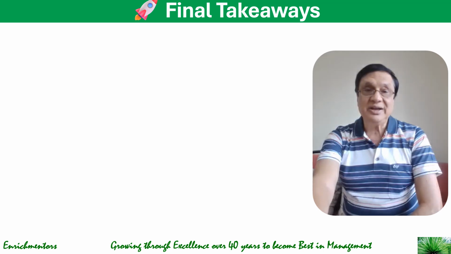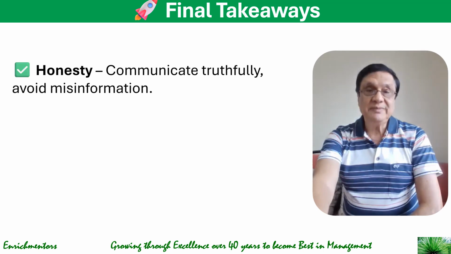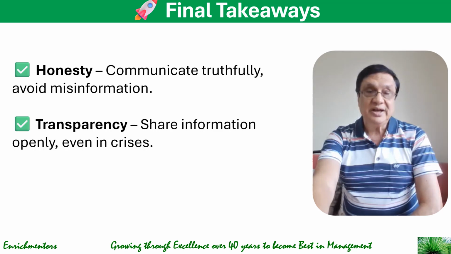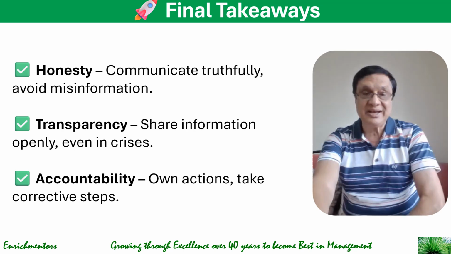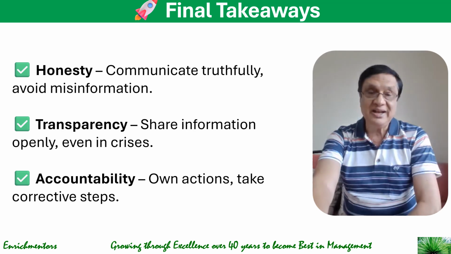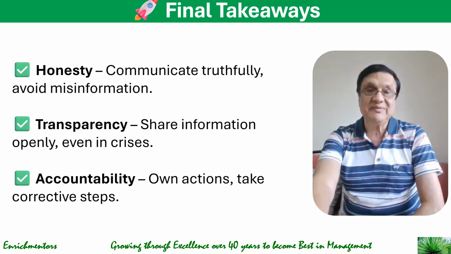So, what are the final takeaways? Finally, you need to have these three principles. Honesty would mean communicating truthfully, avoiding misinformation. Transparency would mean sharing information openly, even in crises. And accountability will mean owning actions, taking corrective actions, and telling what you're going to do. So these are the final takeaways on this part.